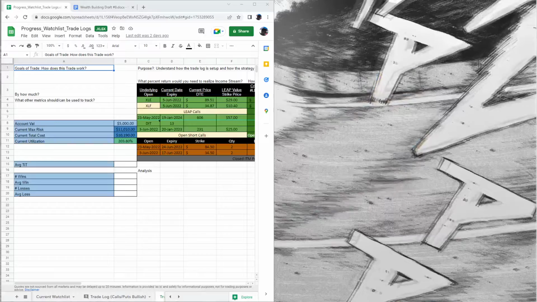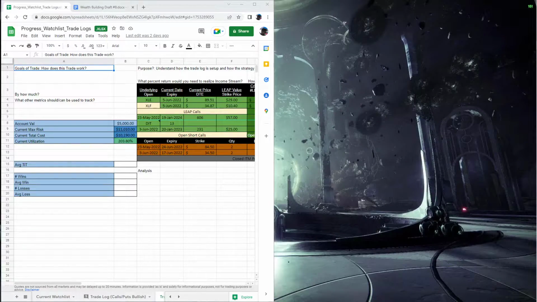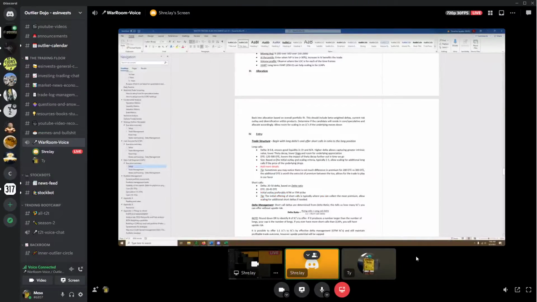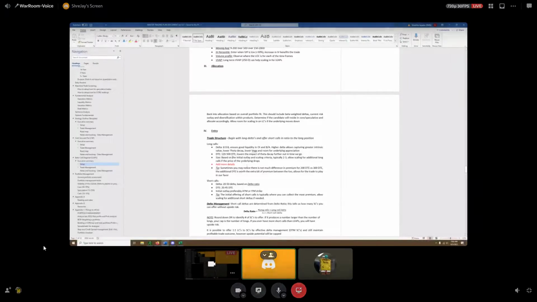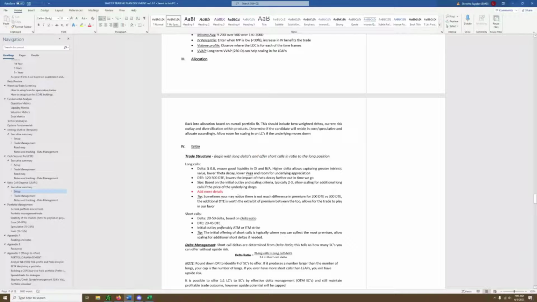I'm happy with that. I need to add a few more details here. So trade structure: long calls, definitely greater than 0.8 delta, with days to expiration and size depending on how I'm going to structure it. And short calls, 20 to 50 delta, closer DTE, preferably at the money or in the money strike. And you want to allow yourself to scale into it later on, so leave some additional room in there.